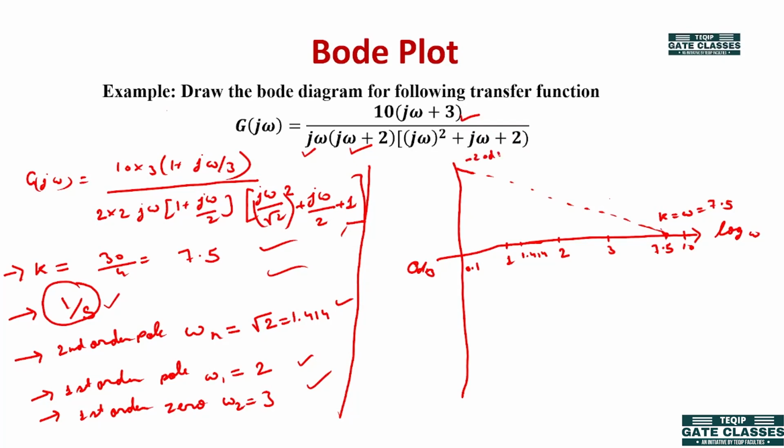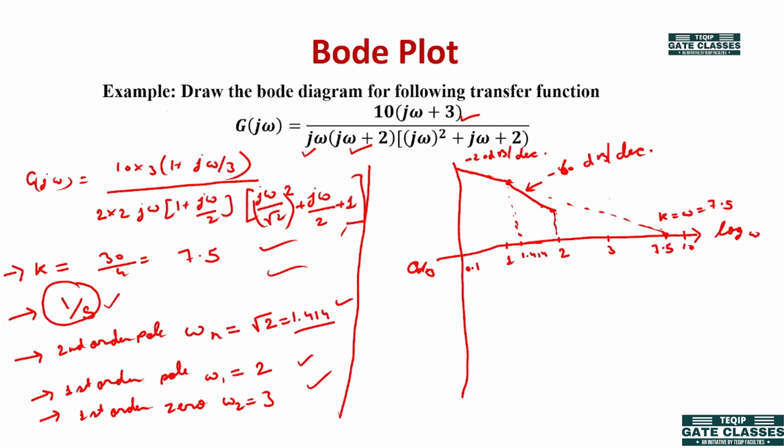Okay, so initial slope would be minus 20 dB per decade till the first cutoff frequency, that is 1.414. So let's draw a perpendicular here. Till this point it would be minus 20 dB per decade, and then the slope is added to this, that is minus 40 minus 20, that is minus 60 dB per decade, because this is a second order pole, and this will contribute minus 40 dB per decade, and initially already we have minus 20 dB, so total slope is minus 60 dB per decade, and this will be till the second cutoff frequency, that is 2.